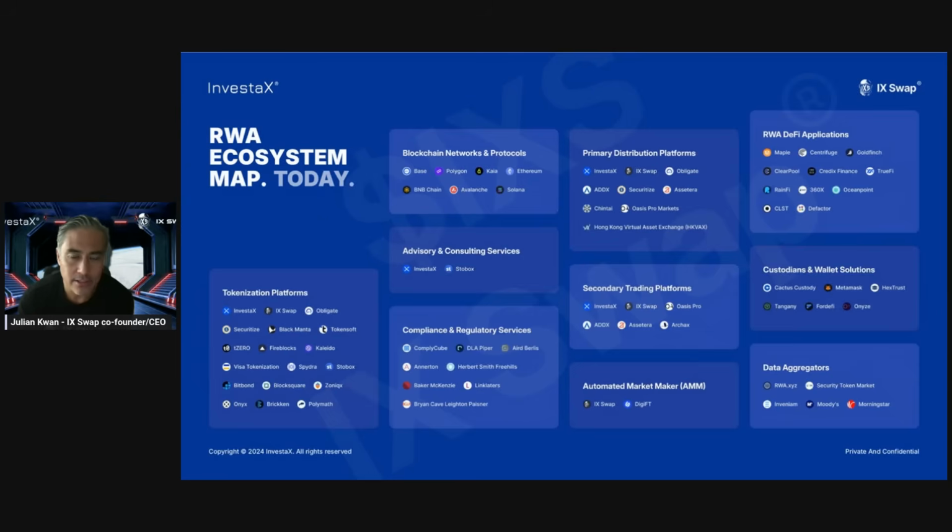Okay, RWA ecosystem. So today, if I go back 5 to 6 years ago, there was like 3 logos on here. No AMMs, no data aggregators, no compliance regulators, no DeFi applications, whatever. So you've got this whole infrastructure that's coming together over the last 6 years. You might have only heard of RWA last week, but a lot of guys have been building in the space for a long time, guys and girls.